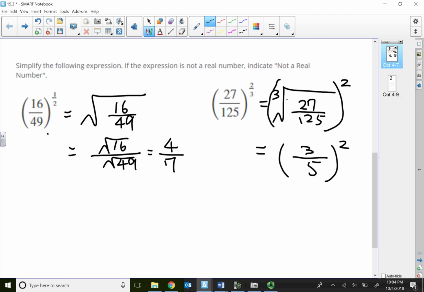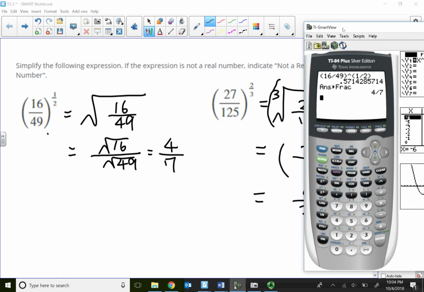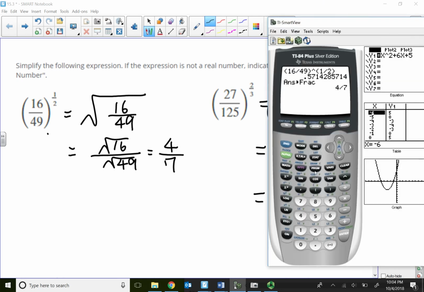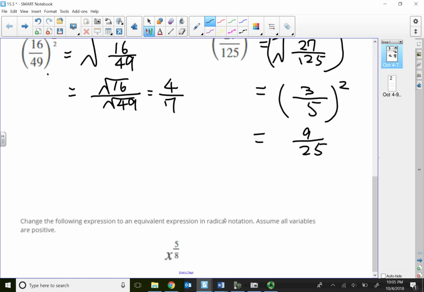So now the problem inside the radical becomes 3/5, but the whole thing is still to the second power. So 3 squared is 9 over 5 squared is 25. So the answer will be 9 over 25, because I evaluate the radical first before I square it. If I put this in the calculator, 27 over 125, close parenthesis, raised to, parenthesis again, 2 over 3, that gives me the same answer, 9 over 25. All right, so that's the explanation.